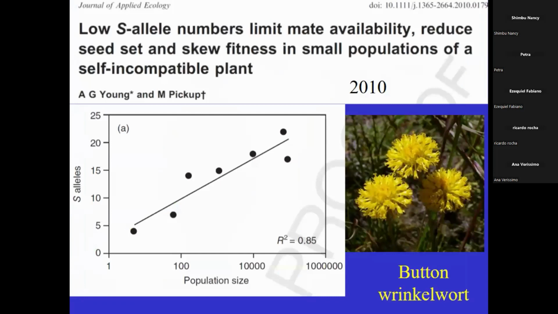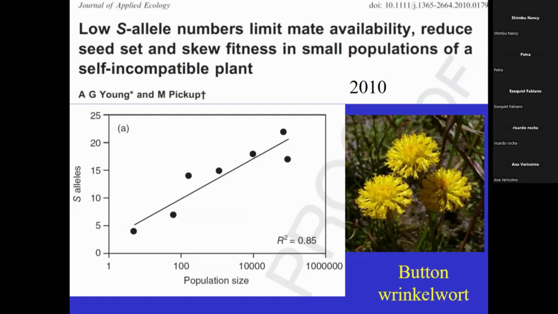And this is a paper done by Andrew Young a number of years ago, where they're looking at the button wrinklewort, plants have such great names. And so this is population size of different populations, and this is a number of S alleles. So as we've been talking about, small NE, you're going to have fewer alleles, and as the population size goes from 10 up to 1 million, the number of S alleles increases.